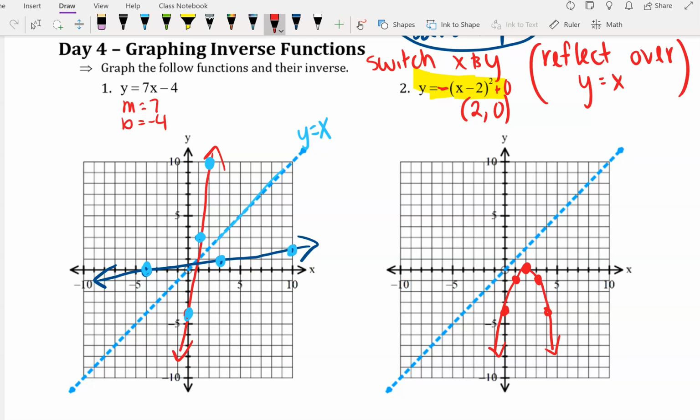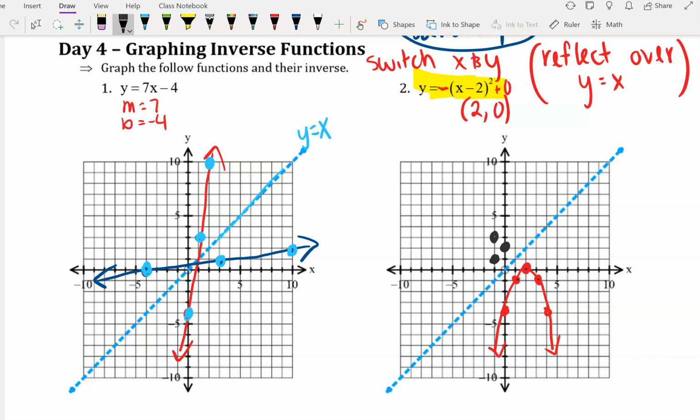Now we're going to graph its inverse by switching all the x's and y's. So this point was the point 2, 0. I'm going to graph the point 0, 2. This point here is the point 1, -1. I'm going to graph -1, 1. This point over here is 3, -1. Wait, this is 1, 2, 3, -1. I'm going to graph -1, 3.